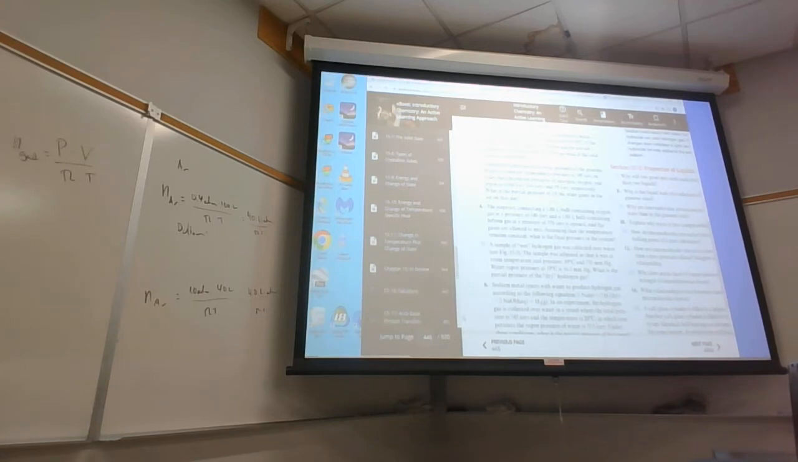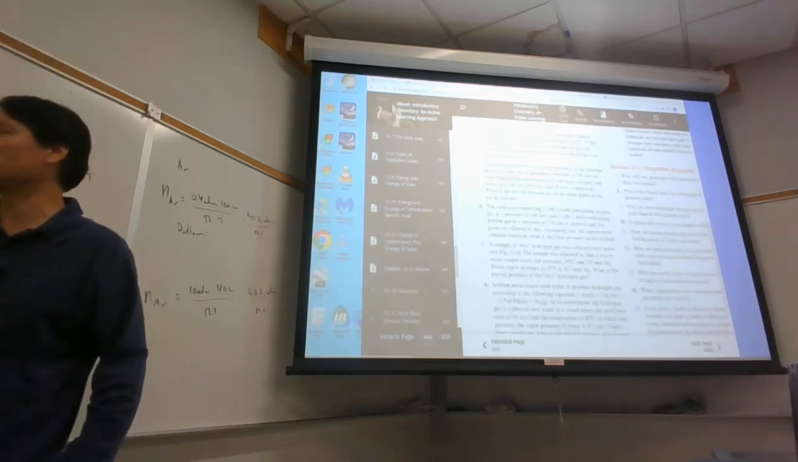They give us P total, which is 749 torr. So 749 torr is the total pressure. That's equal to the pressure of the nitrogen, which is 584 torr, plus the pressure of the oxygen, which is 144 torr, plus the pressure of the argon, which is 19 torr, plus the pressure of the other gases. And so we just solve for the pressure of the other gases by taking the total pressure and subtracting out all the other pressures from that.